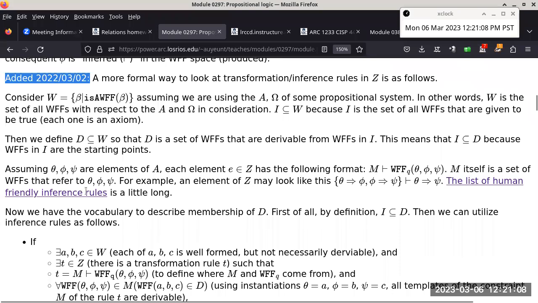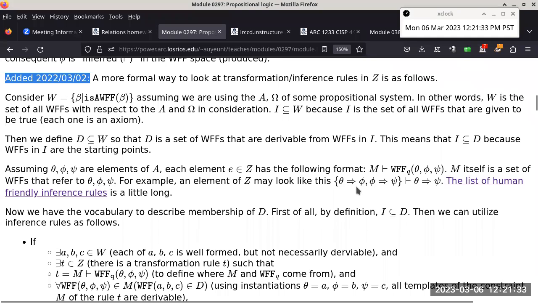M itself is a set of well-formed formulae that refer to theta, phi, and psi. In other words, we are using these Greek symbols to specify a pattern that we are looking for. Is that okay so far? I can give you some actual examples in just a little bit, but for now, I'm just explaining the theory of this whole thing. For example, an element of Z may look like this.